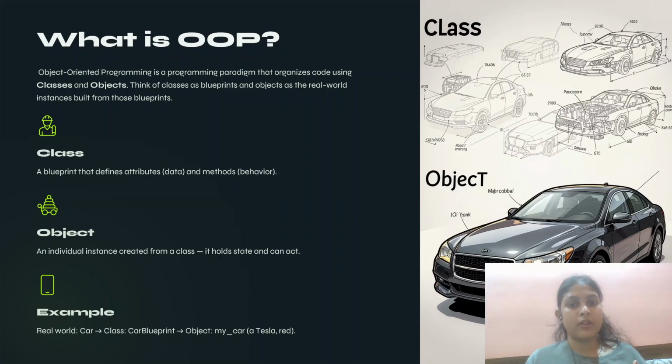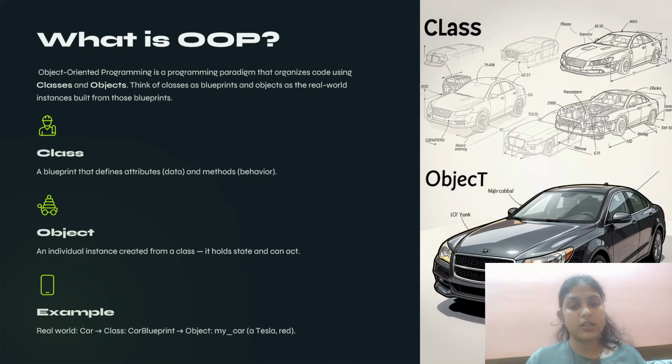So let's cover this topic again. As I told you, object-oriented programming is a way in which we organize our program mainly using two terms, classes and objects. The easiest way to understand this is, suppose you want to manufacture a car. Before manufacturing the actual car, we create a blueprint of it. That blueprint specifies what a car may have: a brand, model, color, speed.